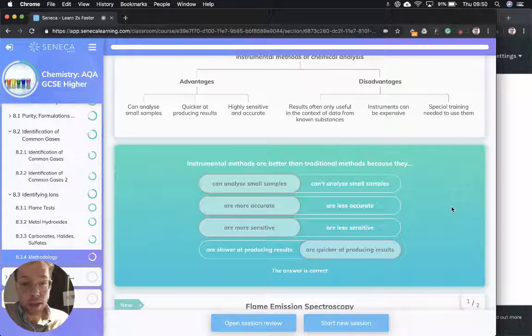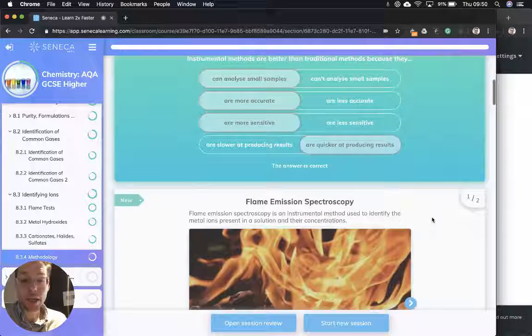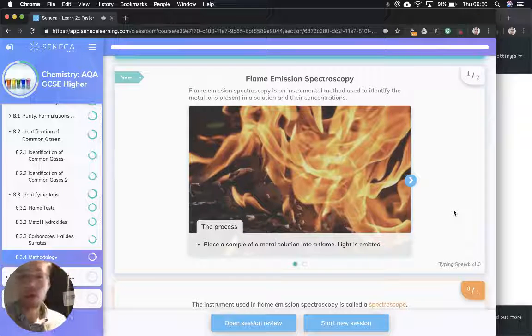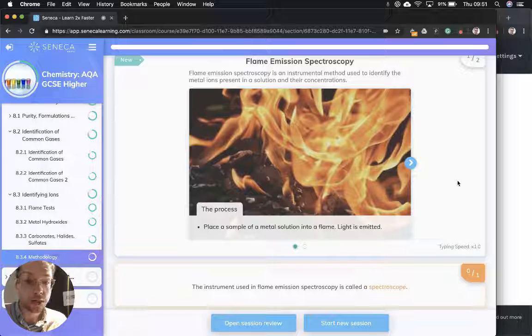Okay, but let's review quickly. So instrumental methods are better than traditional methods because we can analyze small samples, they're more accurate, more sensitive, and they are quicker at producing results. Right, are you ready to go through an example? We're going to talk about flame emission spectroscopy. Okay, so this is an instrumental method used to identify the metal ions present in a solution and their concentrations.